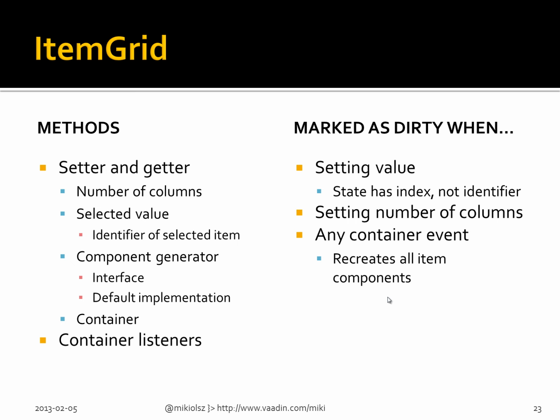And then we mark our item grid as dirty when we set the value, or change the selection, when we change the number of columns, and when anything in the container happens. As I said, this is not a very effective approach because we will just recreate all cells, even though we, for example, just added a new one. But this is just a small example, not production code. In production code, you probably should fine-tune it to send only the information that has changed and not all of the components.